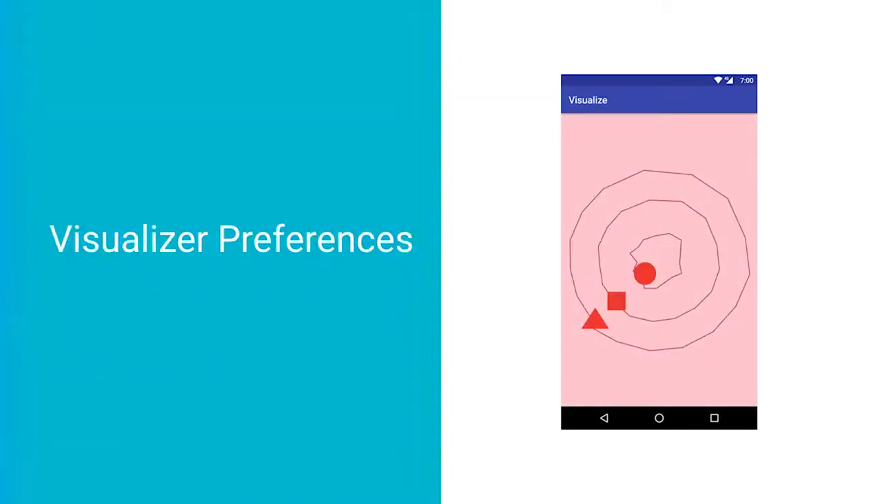We'll be getting to our Sunshine updates at the end of this lesson. In the meantime, though, we're going to take a deep dive into an app called Visualizer Preferences.